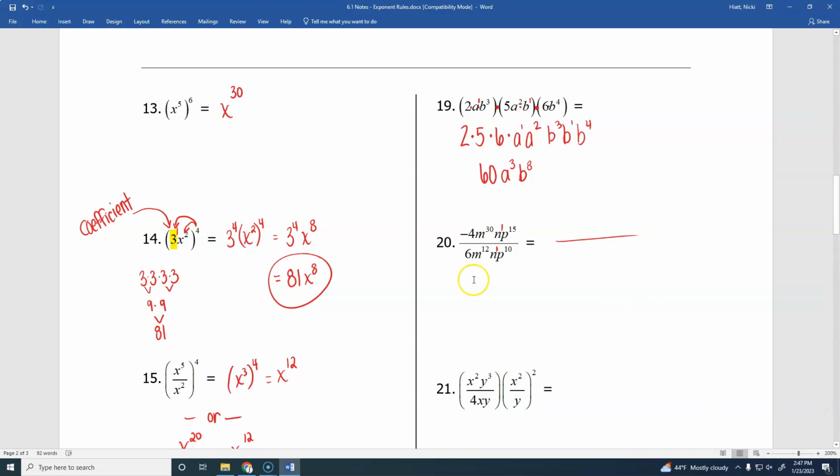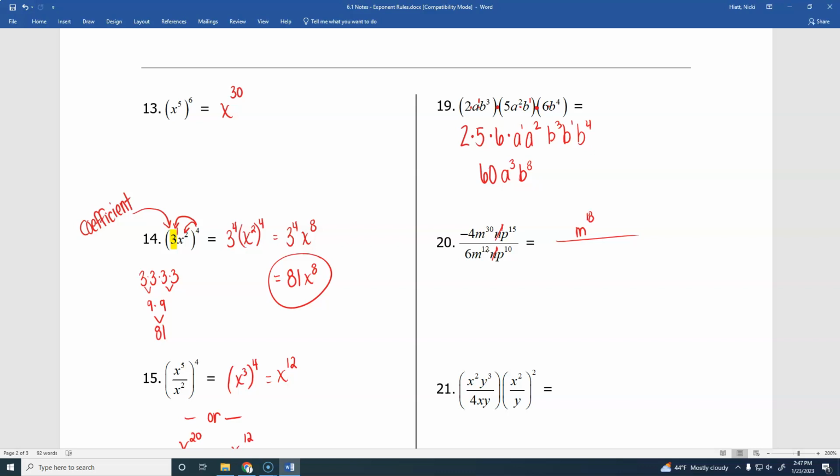I've got m's. I've got m to the 30 on top and m to the 12th on bottom. What should I do with those exponents? Subtract. How many? What will I get? 30 minus 12 will give me 18. Should I put it on top or bottom? Top, because there's the most m's there, so the leftover m's are going to be on top. What about the n to the first and the n to the first? If I subtract, 1 minus 1 gives me 0. These are going to cancel each other out. So you won't have an n at all.